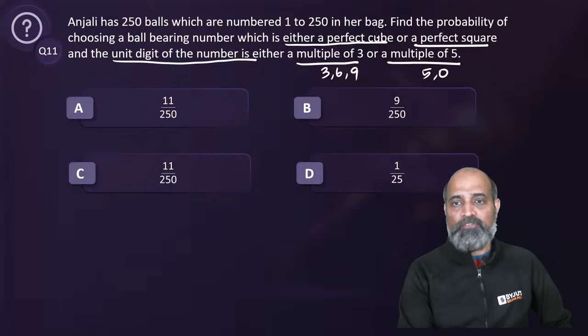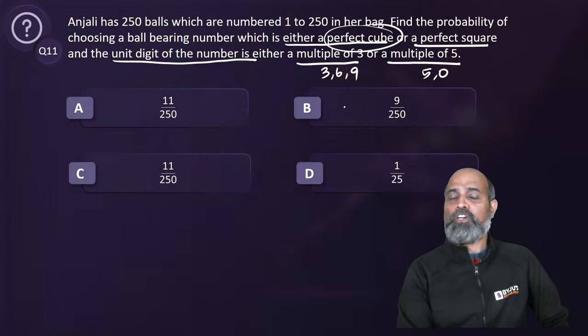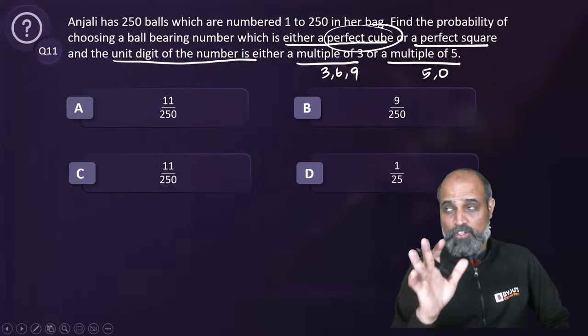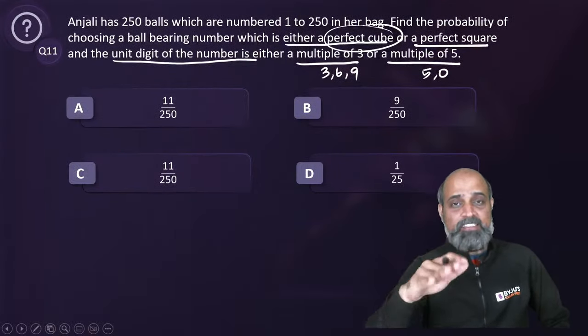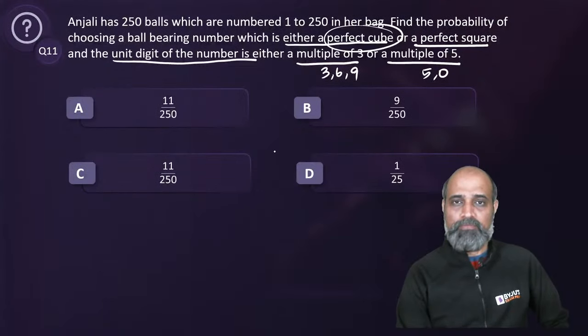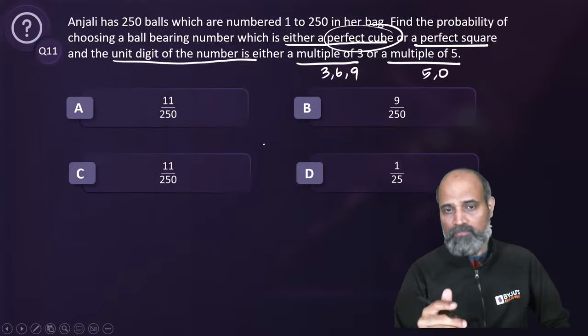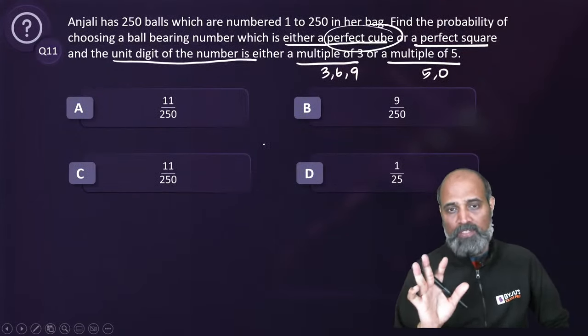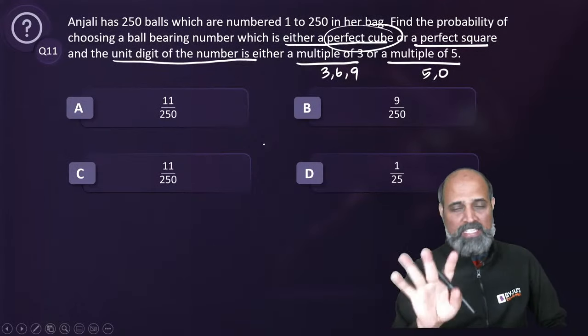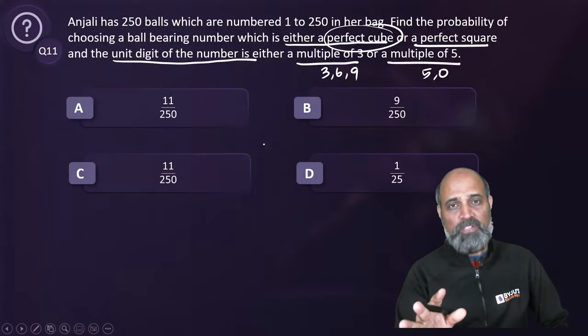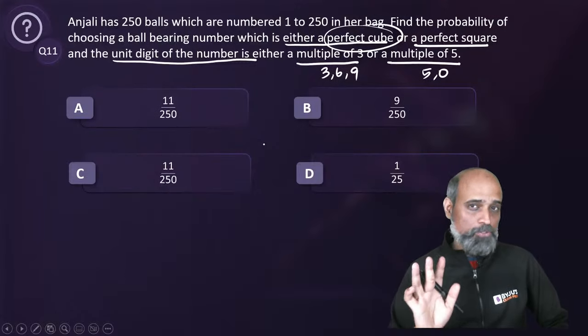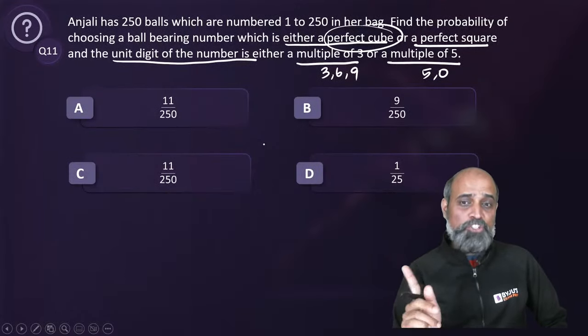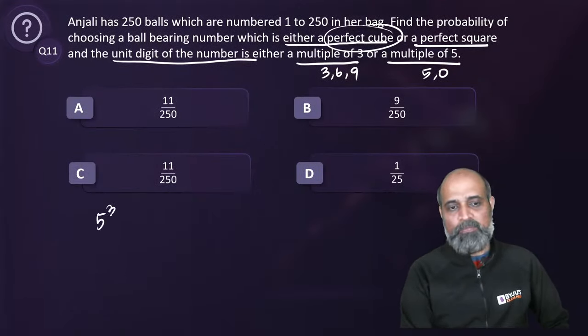So let's start with perfect cubes. How many perfect cubes do we have from 1 to 250 that end in 3, 6, 9, 5 or 0? 1 का क्यूब तो नहीं होता, 2 का क्यूब भी नहीं आएगा, 3 का क्यूब is 27, 7 will not come here, 4 का क्यूब 64, 4 is not the units place, 5 का क्यूब is 125, so 5 का क्यूब एक मिला.